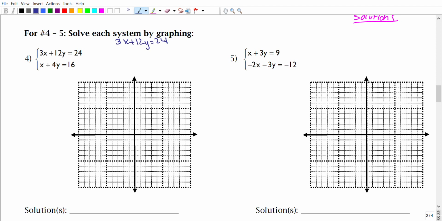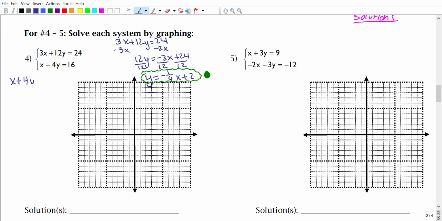I want to get the y by itself, so I can write it in slope-intercept. So I get 12y equals negative 3x plus 24. Divide by 12. I get y equals negative 1/4 x plus 2. That is my first equation. I'm going to do that one in green. Let's go ahead and do this other one.